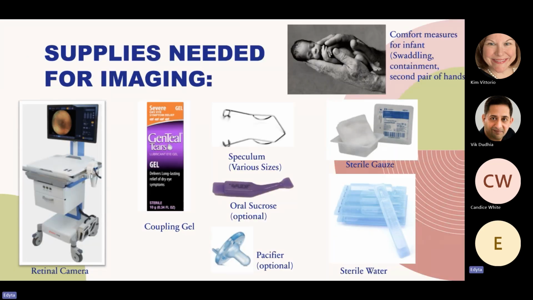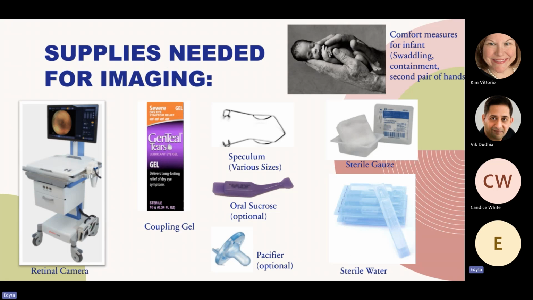Okay, so what are the supplies that you need? Of course, you're going to need a retinal camera. This is a picture of the ICON. You're going to want to use a coupling gel. The gel creates a nice bridge from the lens of your camera to the image that you're taking of the retina, and it provides a better way for you to see out into the periphery. It is a nice viscous coupling gel. This is one that we recommend, but you can definitely reach out to Candace or Vic and find what ointments or gel are available in your area.